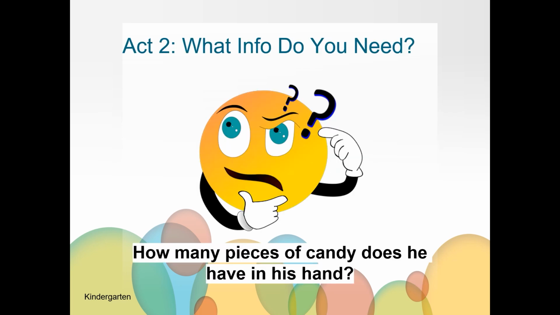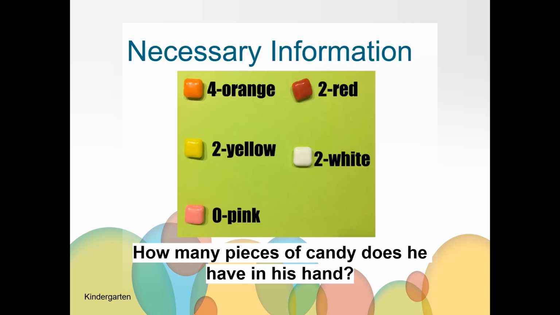Think back to our question. In order for you to solve this problem, you need to know some information. What information do you need to know to solve the problem of how many pieces of candy he has in his hand? We need to know how many pieces of each color he has in his hand. How many different colors does he have in his hand? How many of each color does he have in his hand?